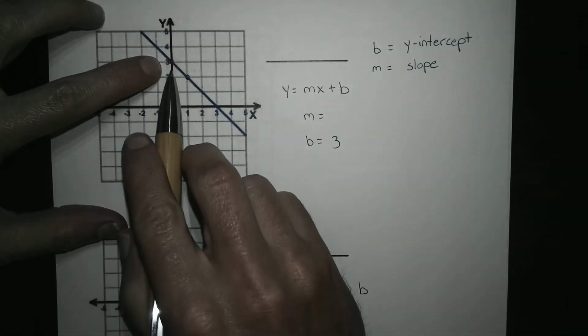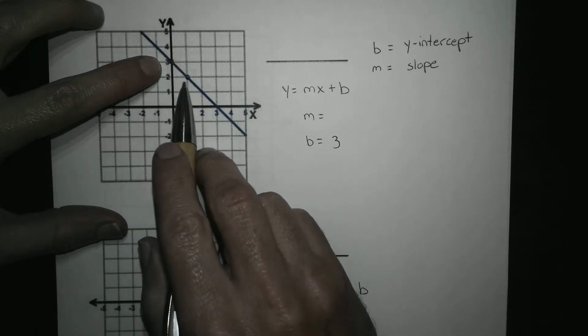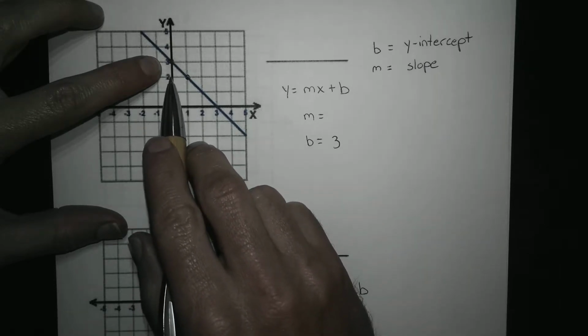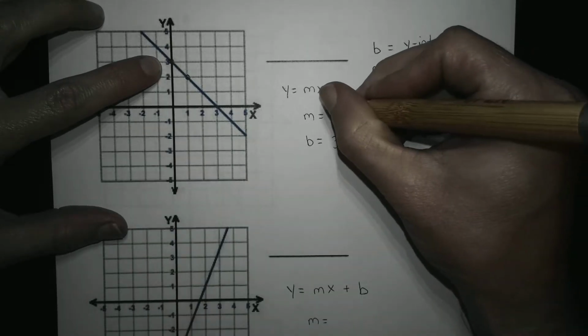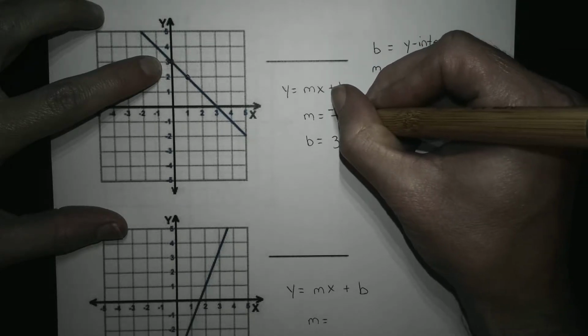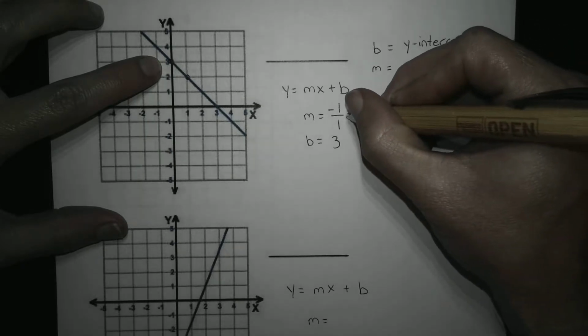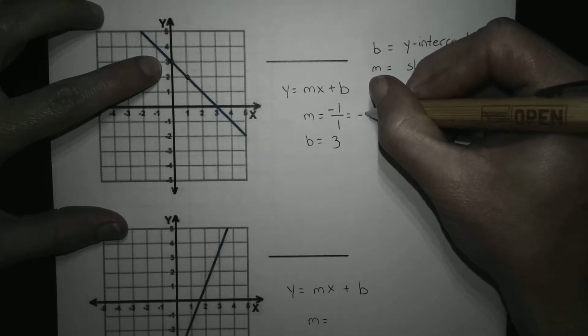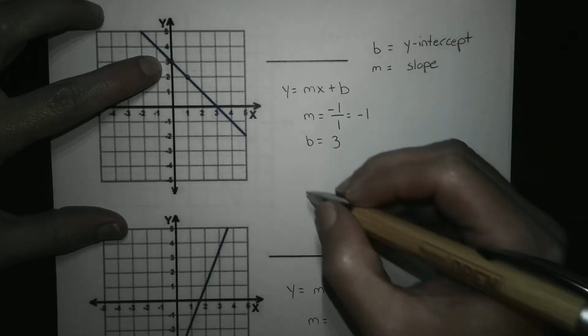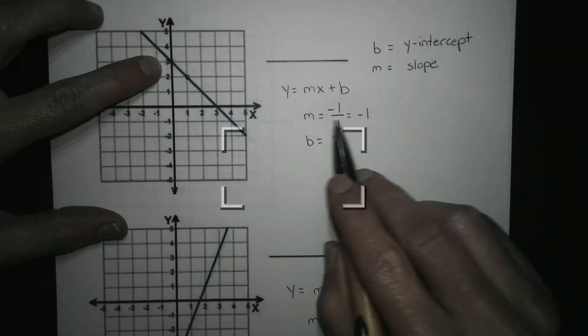Okay, so I just need to, and I'm going to count by ones because that's what my units are doing. I go down 1, over 1. So down 1, over 1. Anytime we go down, that's a negative. Anytime to the right, that's always positive. And negative 1 divided by 1, if we simplify, is negative 1. So I'll go ahead and put this information. So we know m is negative 1.